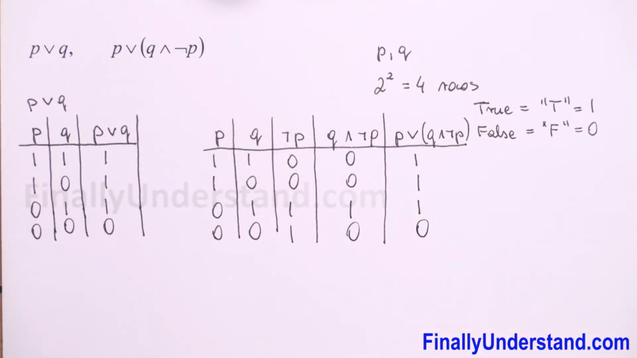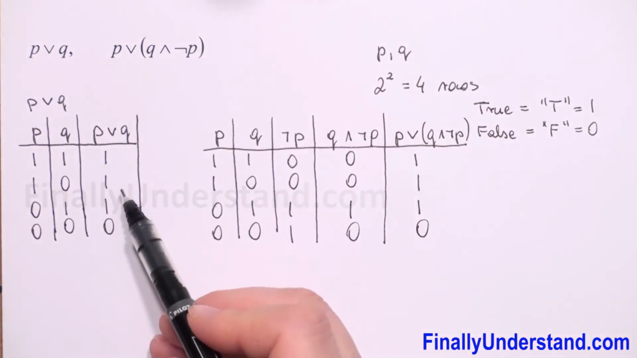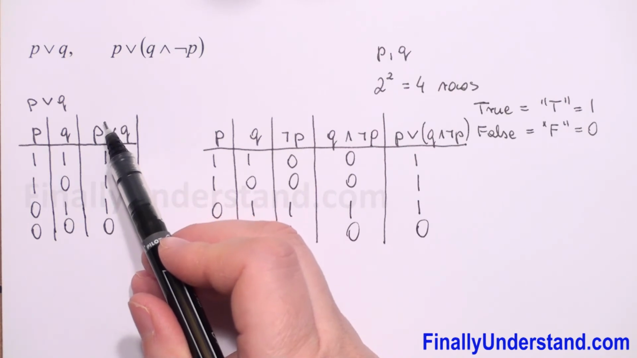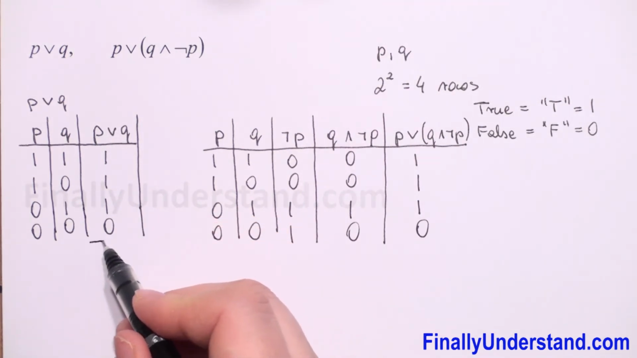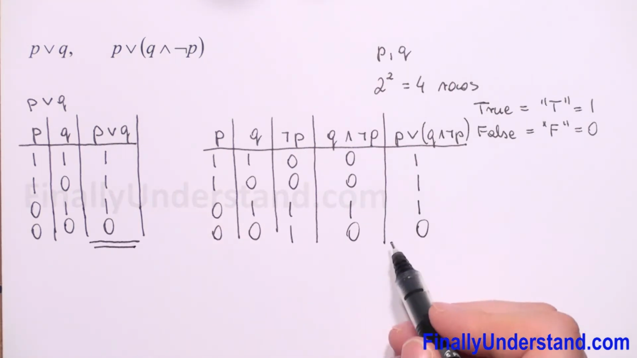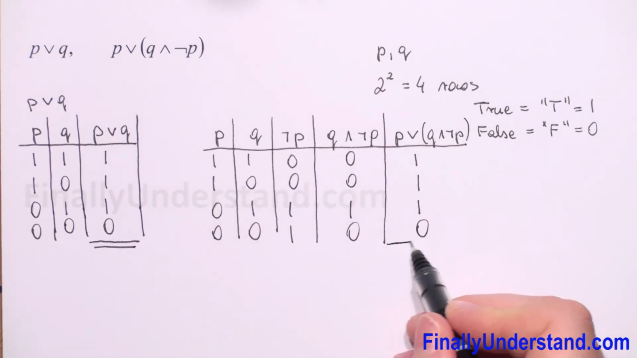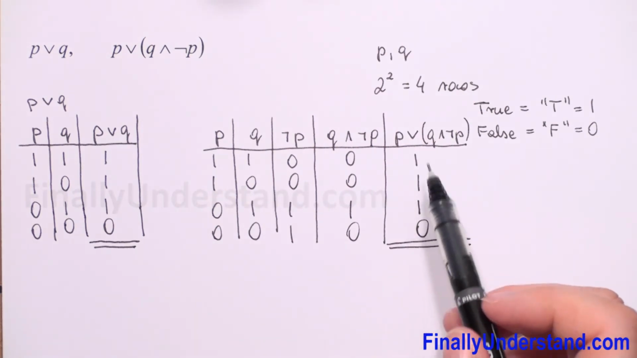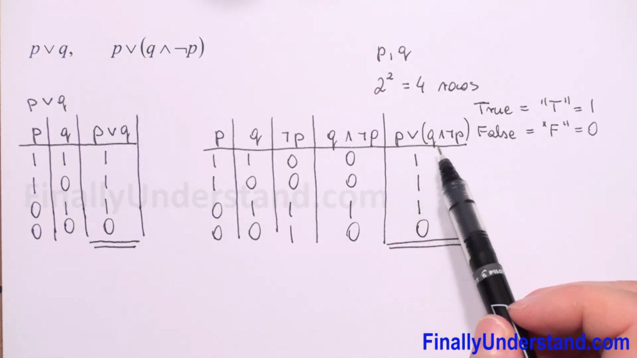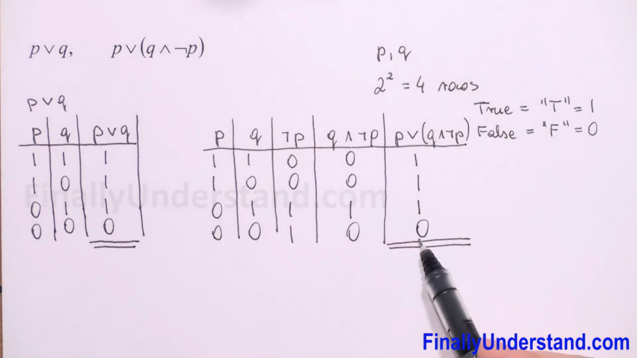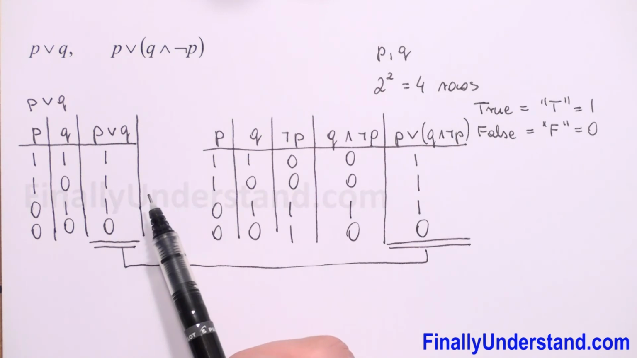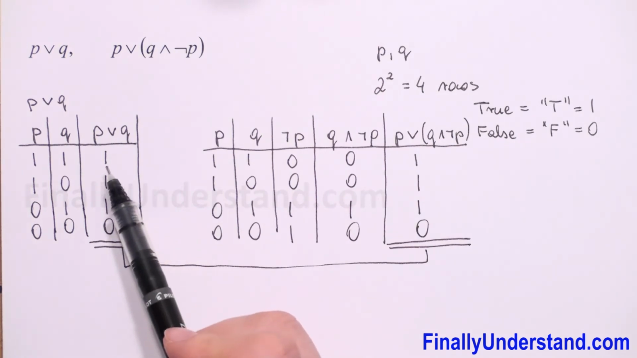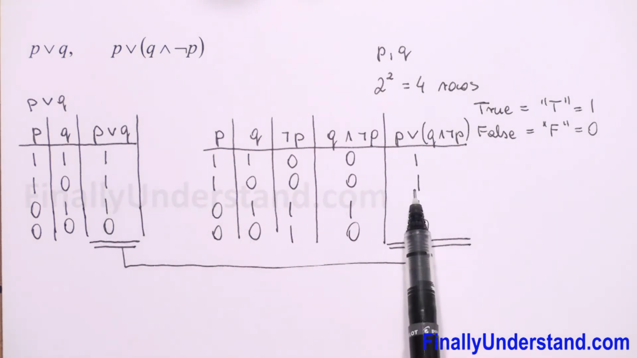Now we have to compare the results. The truth table for P or Q is in this column, and the truth table for P or (Q and not P) is in the last column. We see that we have identical truth values: 1, 1, 1, and 0.